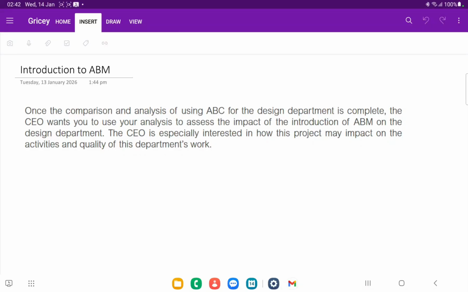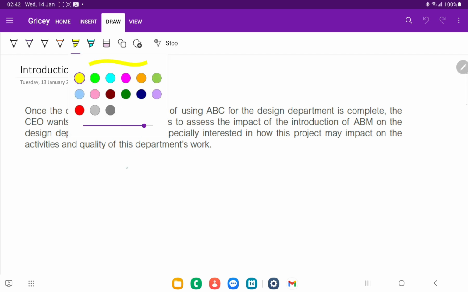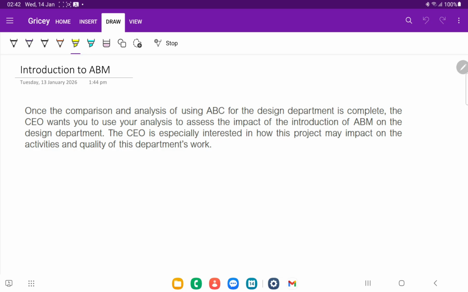All right. So the second requirement in this question is quite simple. The examiner is actually asking you for a comparison, because we are done with the comparison of absorption costing with ABC, and we believe that activity-based costing makes more sense in this case. So they are saying once the comparison and analysis of using ABC for the design department is complete, the CEO wants you now.